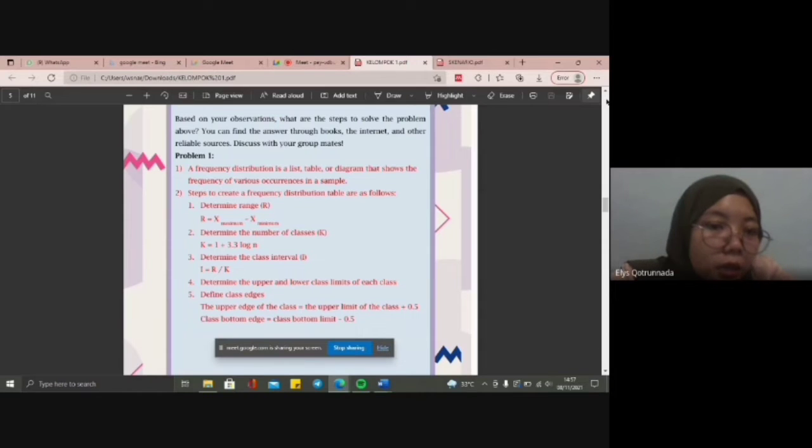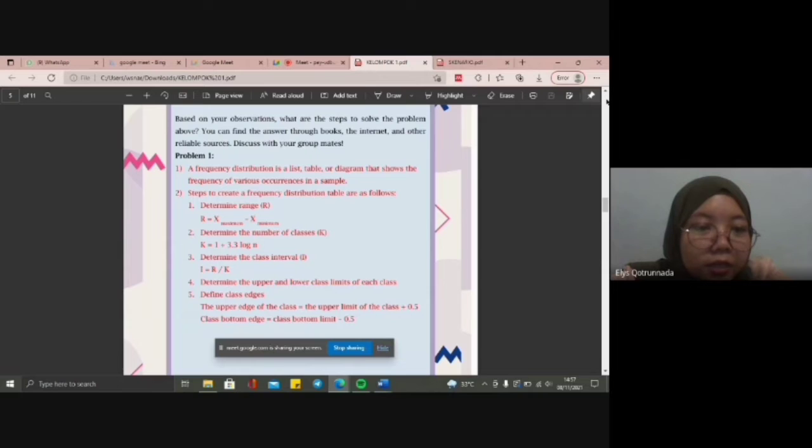Problem 1. Number 1, a frequency distribution is a list, table, or diagram that shows the frequency of variation occurrences in a sample. Number 2, the steps to create a frequency distribution table are as follows. 1. Determine the range. Range equals x maximum minus x minimum. 2. Determine the number of classes. K equals 1 plus 3.3 log n. 3. Determine the class interval. E equals R divided by K.